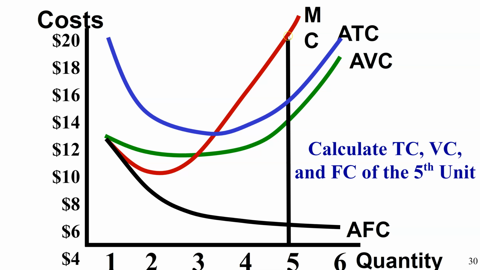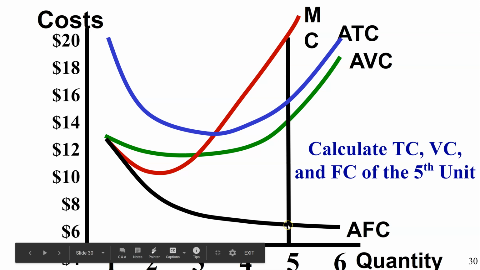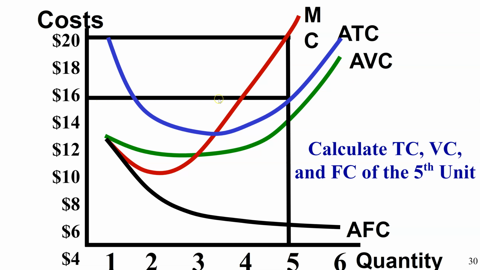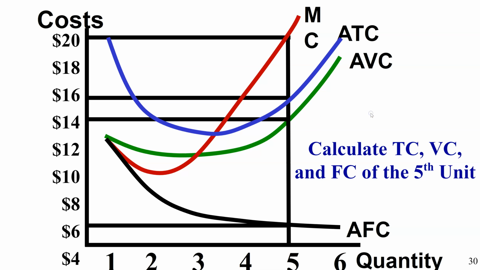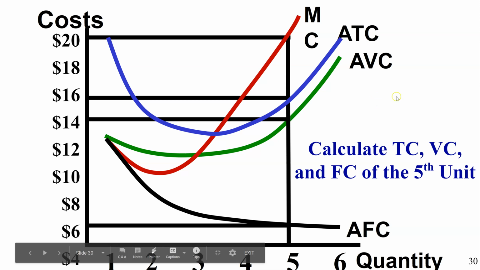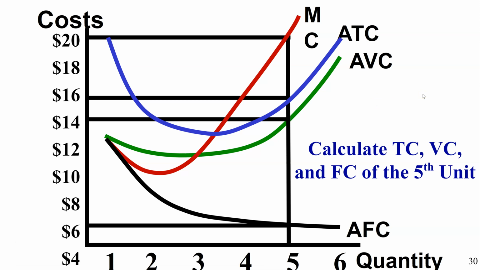So where is MC? Here. ATC here. AVC here. AFC down here. And what we see is our marginal cost, $20. Our average total cost, $16. Average variable cost, about $14.25 or so. And then our fixed costs, just over $6. So in terms of what we can see there.